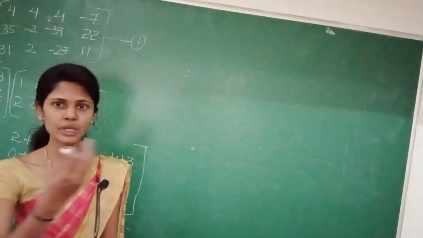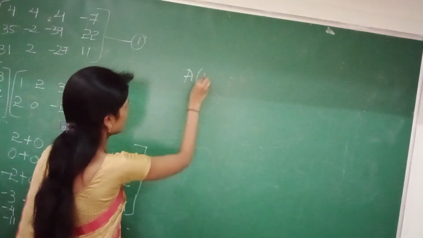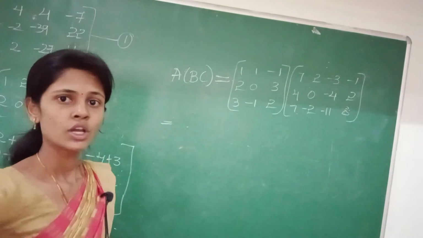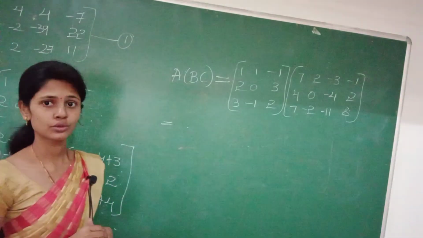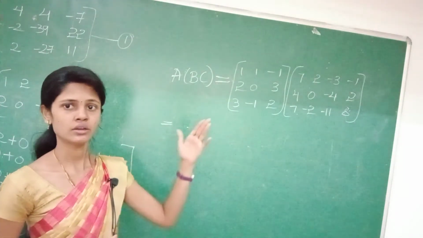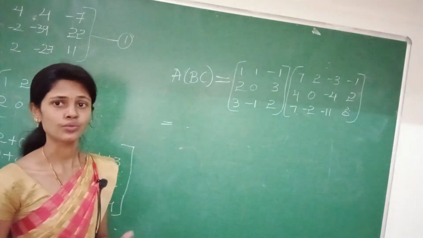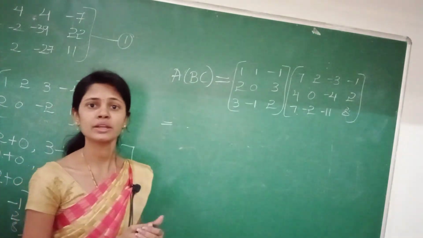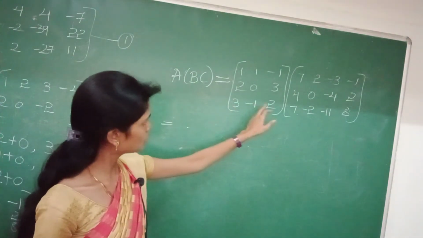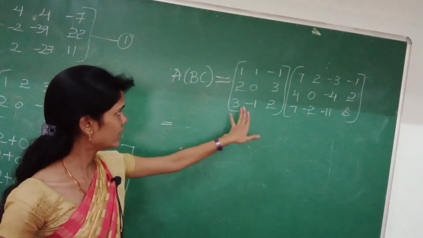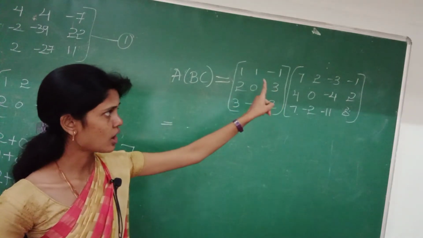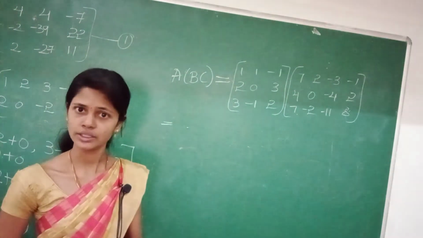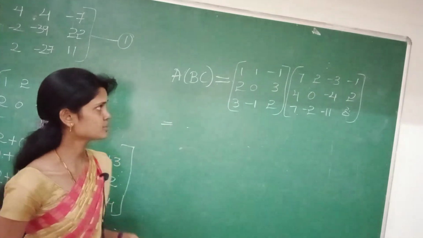A into BC. So A into BC is equals to, what is A? So A is 1 1 minus 1, 2 0 3, 3 minus 1 2, and already we had written BC. For this also you have to check in the first matrix number of columns and in the second matrix number of rows. So 1 2 3, 3 columns were there in matrix A, and in matrix B how many rows? We must get 3 rows. 1 2 3, 3 rows were there. Then directly you can go for the matrix multiplication.